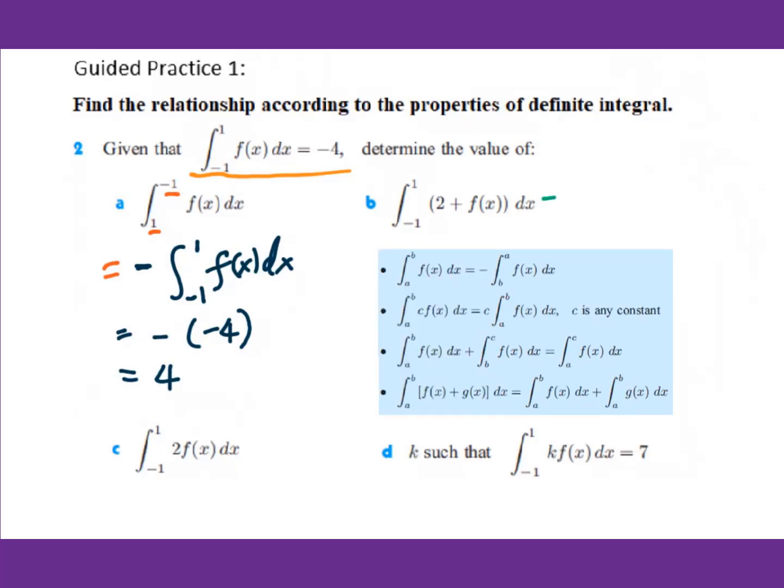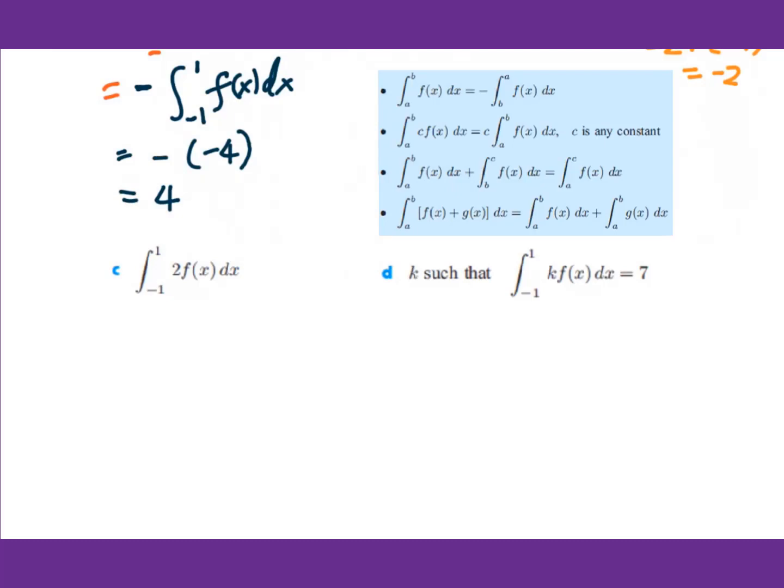Go to B. I can write down this definite integral as 2 plus definite integral of f of x from -1 to 1. That is 2 plus -4 equals -2. Go to C. I can take this 2 outside, so 2 times definite integral of f of x from -1 to 1. So we have 2 times -4 equals -8.